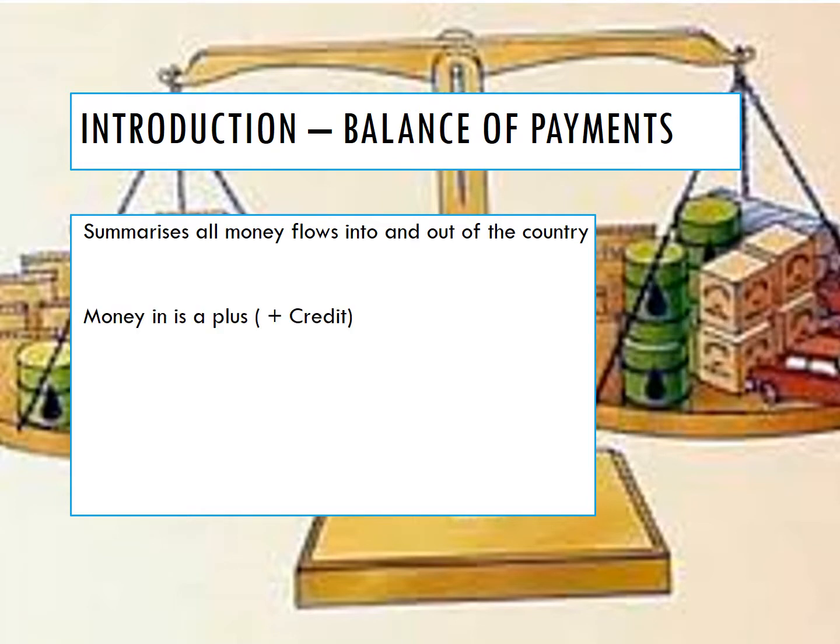Money in is a plus, and we call that a credit, a positive amount to the current account or to the balance of payments. And money out is a minus, and we call that a debit to the balance of payments. All the transactions that result in money flowing into and out of the UK are classified into three main accounts.